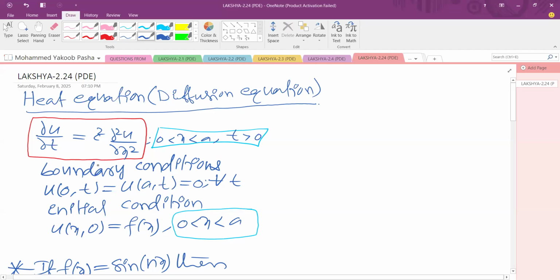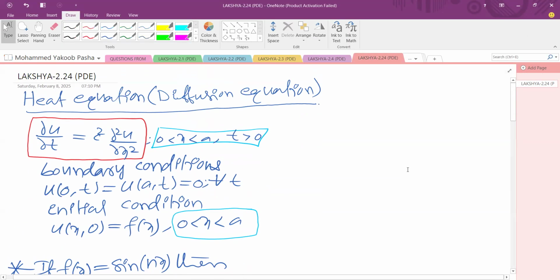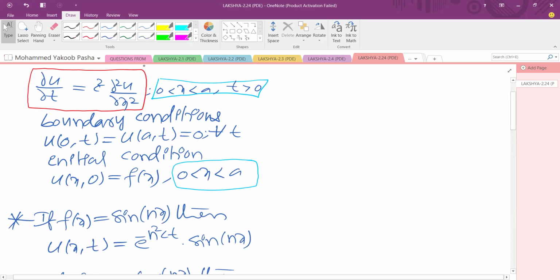The boundary conditions for the diffusion equation are u(0, t) = u(a, t) = 0 for every t, and the initial condition is u(x, 0) = f(x), where 0 < x < a. You can observe here that the interval of the heat equation and the interval of the initial condition are both the same: here also 0 < x < a, here also 0 < x < a.